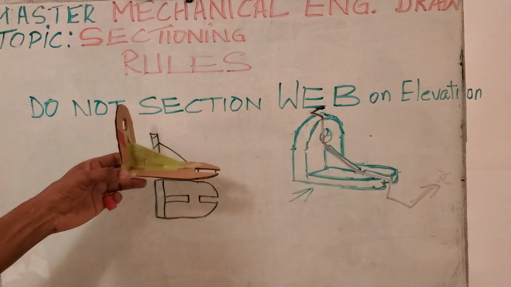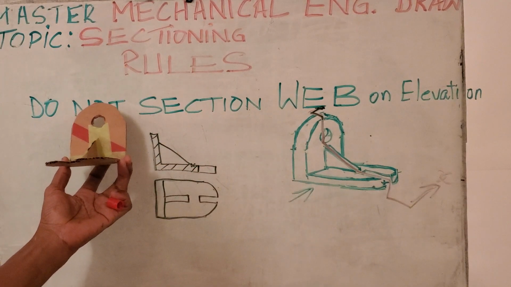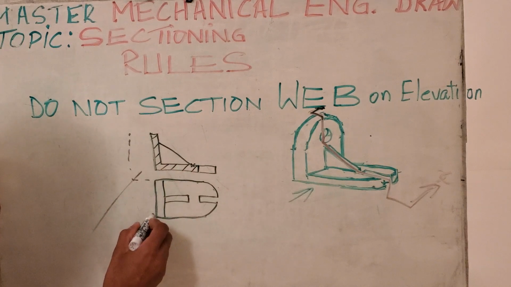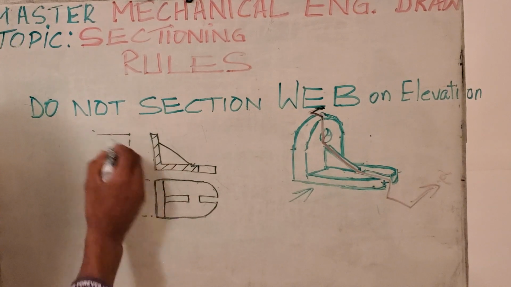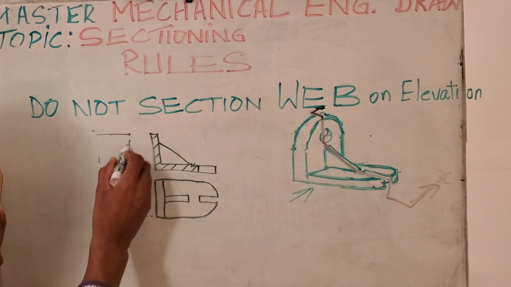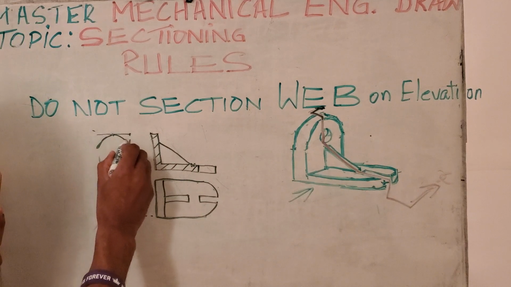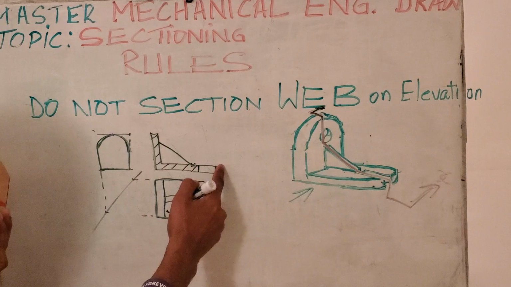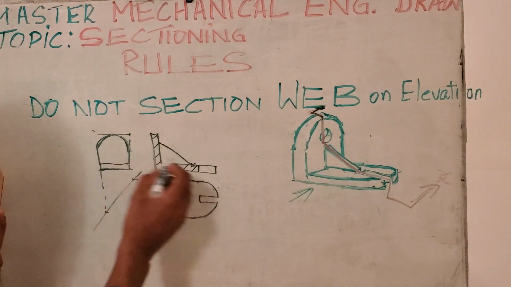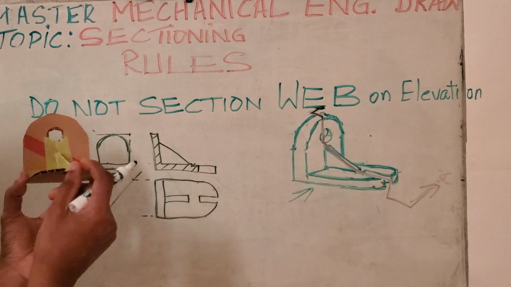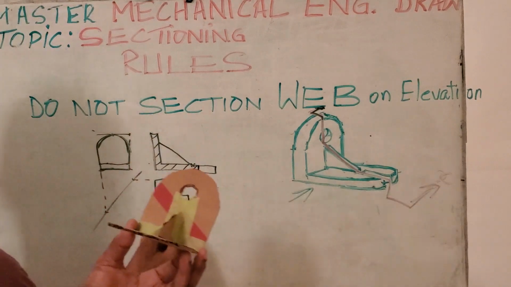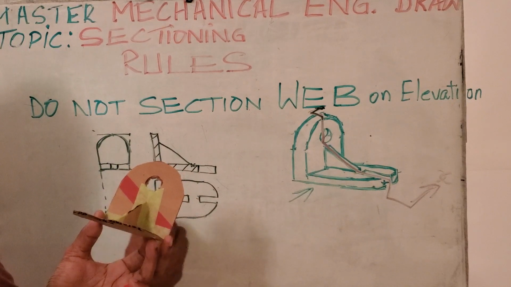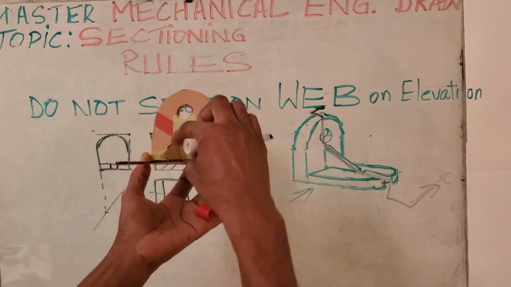Now, if we flip it like this, we would be left with the right end elevation. And for this, we have this coming across here. And of course, this cutout right here. And the web, which is viewed from here, this piece right here.